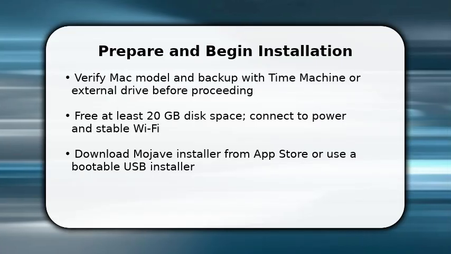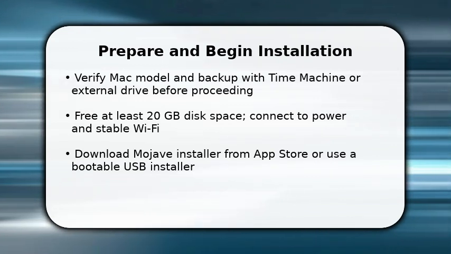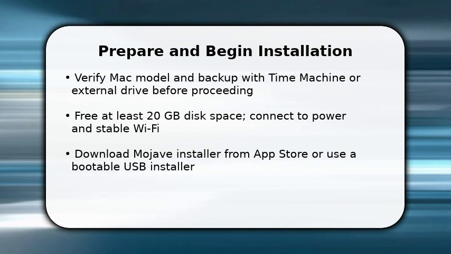You start by confirming your Mac model supports Mojave and creating a current Time Machine backup because you want a rollback option. Once that backup finishes, free at least 20 GB and plug into power. Next, download the Mojave installer from the App Store or prepare a bootable USB. This lets you control installation timing.